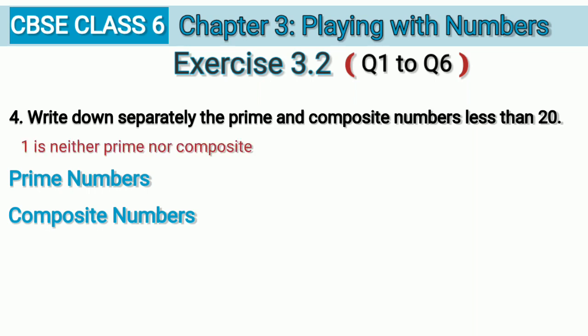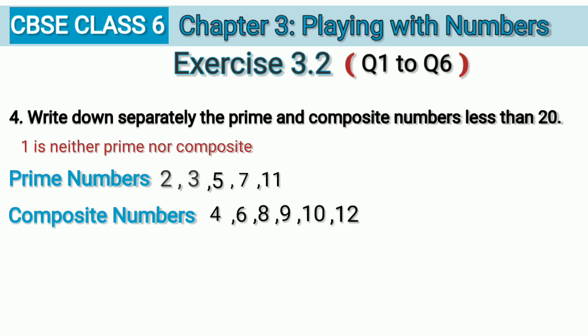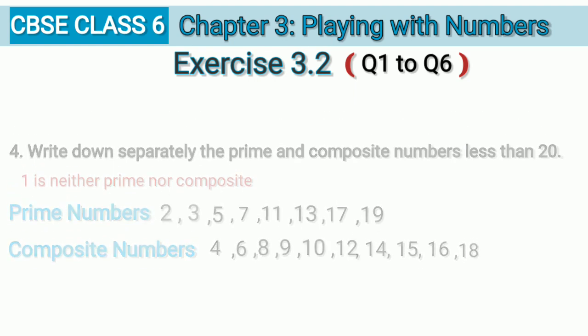We'll start with 2. 2 is prime, 3 is prime, 4 is composite, 5 is prime, 6 is composite, 7 is prime, 8 is composite, 9 is composite, 10 is composite, 11 is prime, 12 is composite, 13 is prime, 14, 15, 16 are composite, 17 is prime, 18 is composite, 19 is prime. These are the prime and composite numbers less than 20.